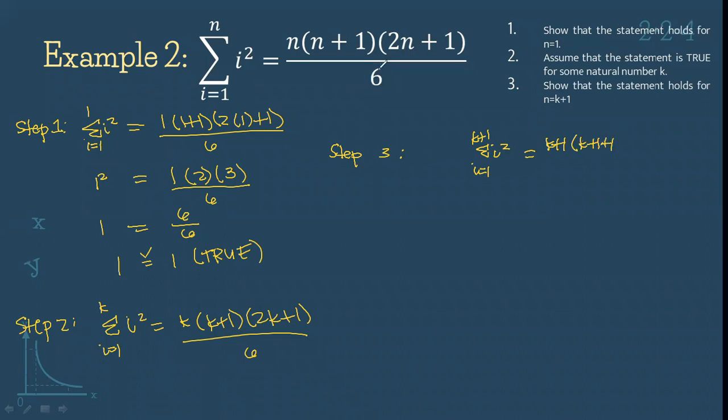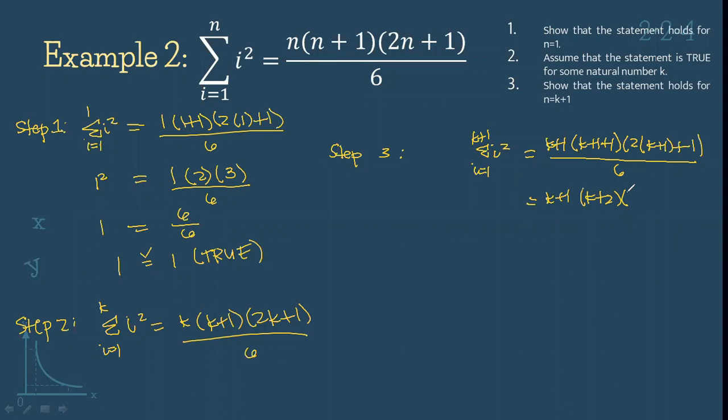Bakit po may another plus 1? Kasi po dito may plus 1 pa po siya. Ang pinalitan lang po natin ng k plus 1, ito pong si n. Times 2 times the quantity k plus 1 plus 1. Ngayon po, pwede po natin siyang divide both sides by 6. Ngayon po, pwede po natin siyang i-simplify muna. So that will give us k plus 1 times k plus 2 because 1 plus 1 is 2.